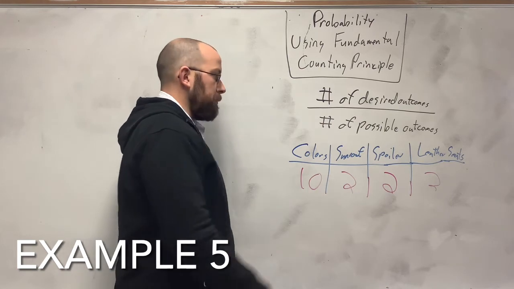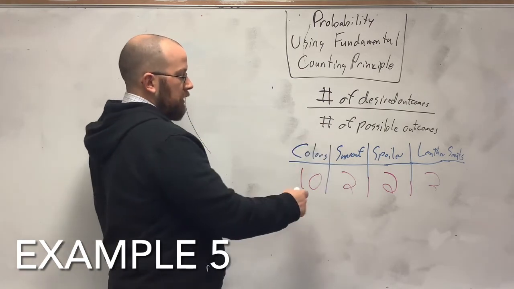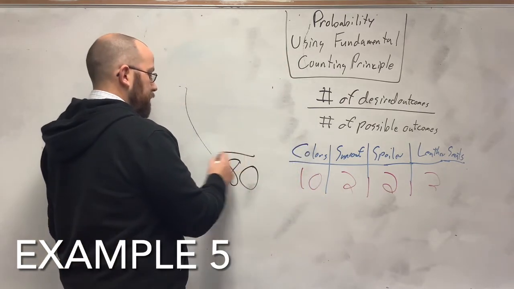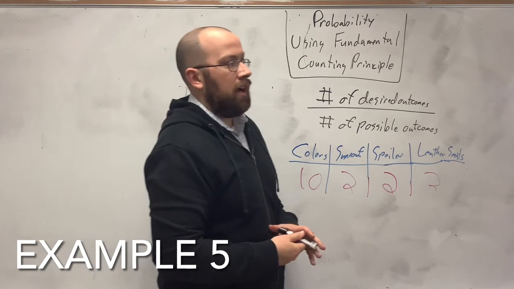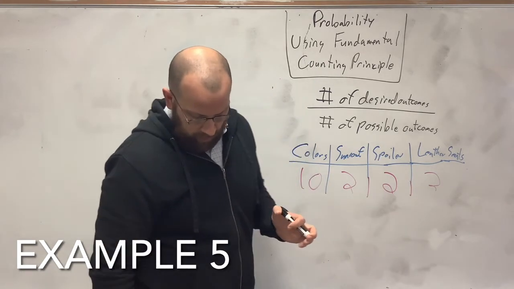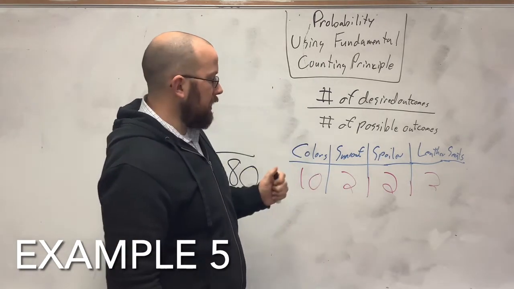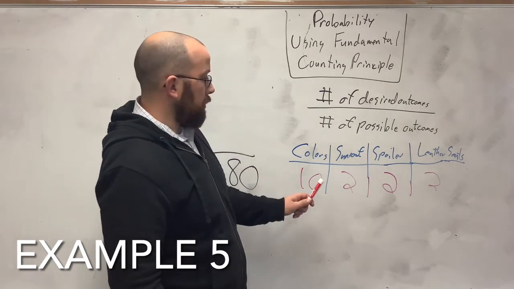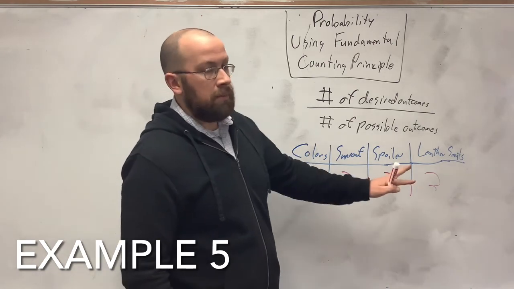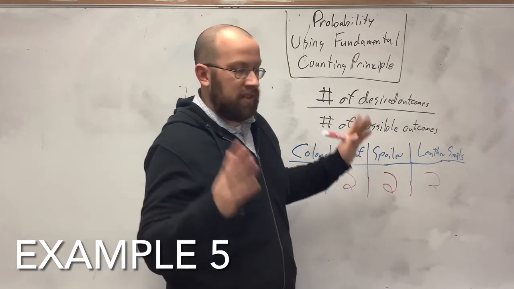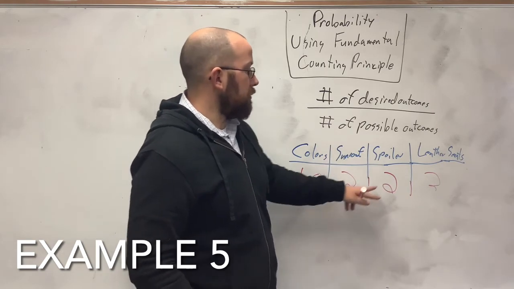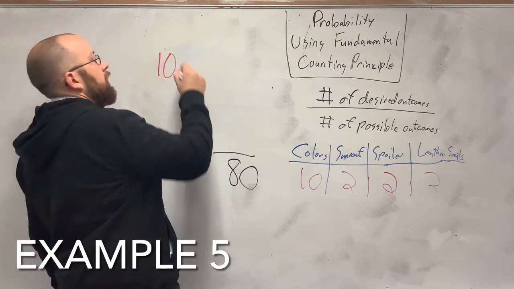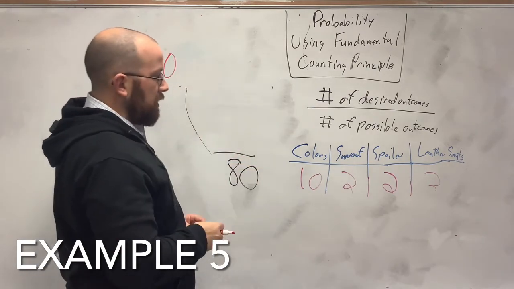So what is the number of possible outcomes? Well, it's 10 times 2 times 2 times 2, which is 80. Now what if I said I want a car of any color, it doesn't matter what color it is, but I want it with all the amenities, all the fixings. So I want the sunroof, the spoiler, and the leather seats. So the number of colors is 10. I don't care what the color is, just give me the special one.